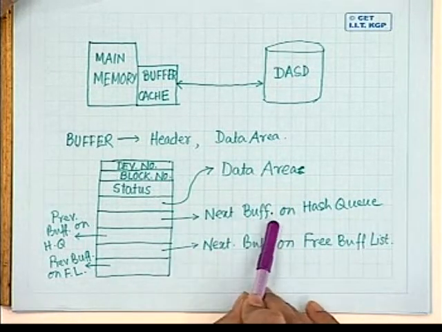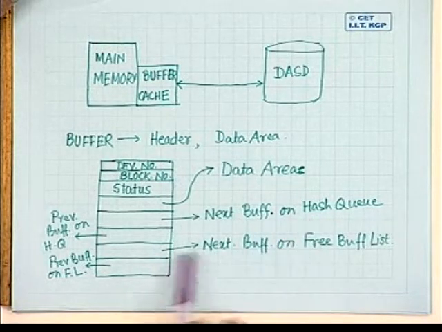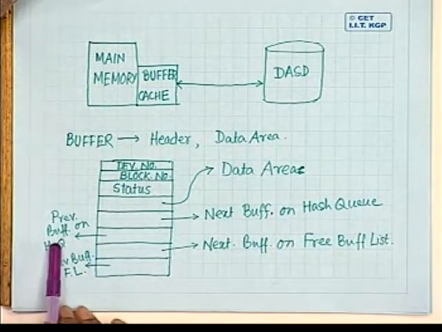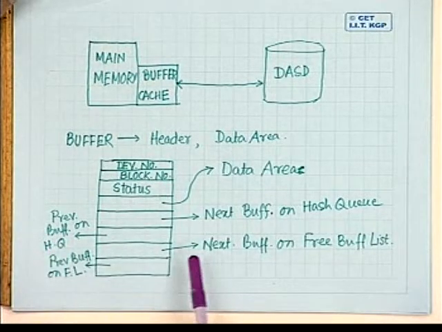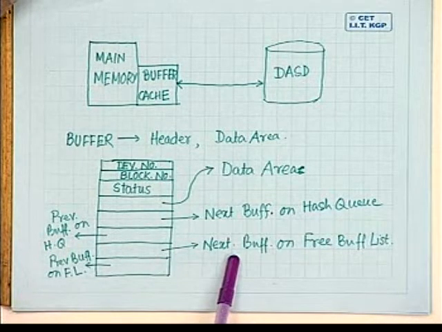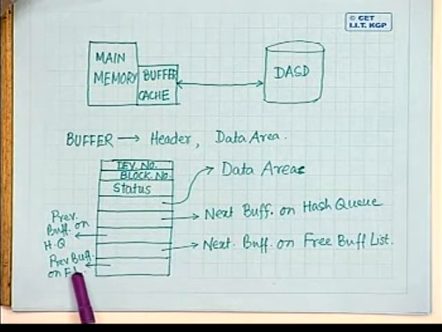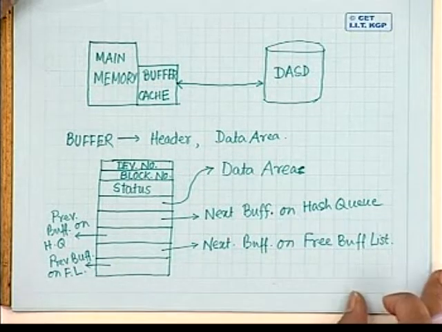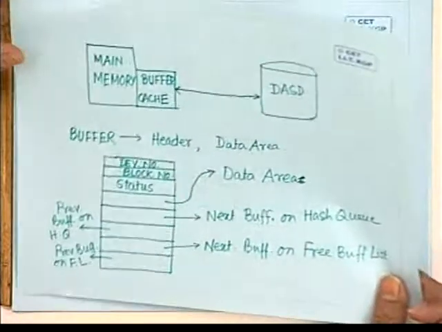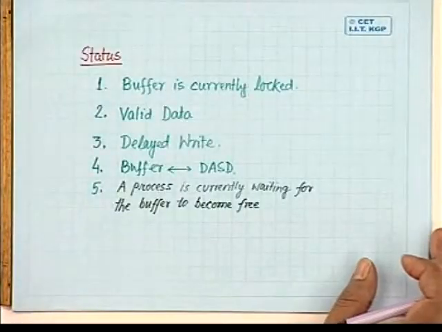Then I have two pointers. One pointer points to the next buffer on a hash queue. Then you have a pointer to the previous buffer on a hash queue. You have a pointer to the next buffer on the free list. You also have a pointer to the previous buffer on the free list. Then the status field of this header contains a number of pieces of information.